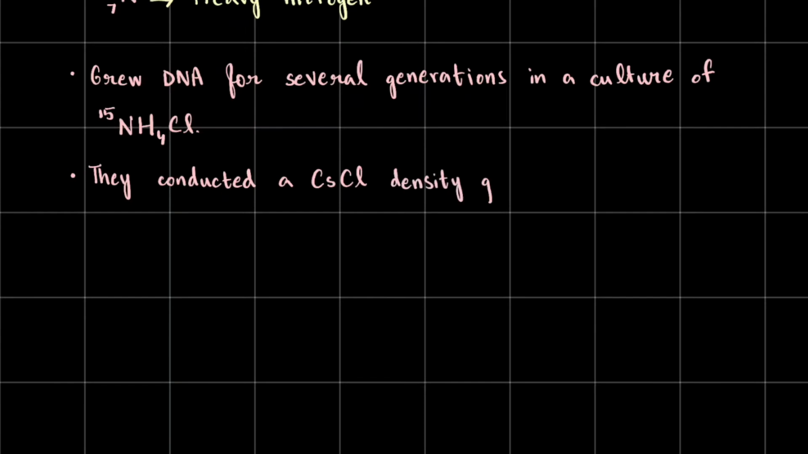CSCl density gradient. Now, what happens in centrifugation? In centrifugation, basically the DNA or whatever substance is being centrifuged is taken in a special apparatus known as a centrifuge, and it's rotated at very high speeds, right?